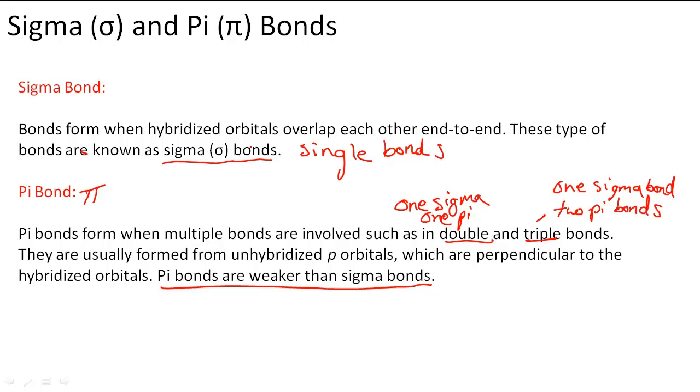So when you have a sigma bond, remember, it's the single bond, and a double bond includes a sigma bond, which is the first single bond, and then the pi bond, which makes the double bond. And then the triple bond is the first sigma bond, and then the two pi bonds that are added to it. So remember, when you see those things, that sigma and pi bonds are related, but not exactly the same.